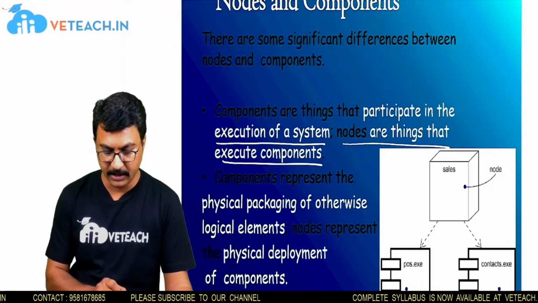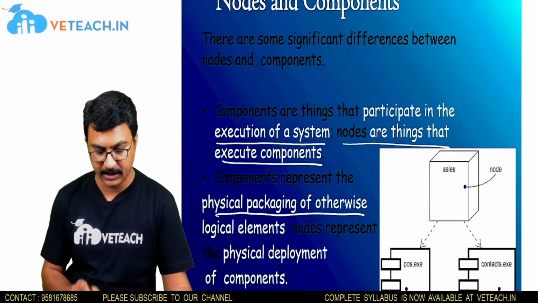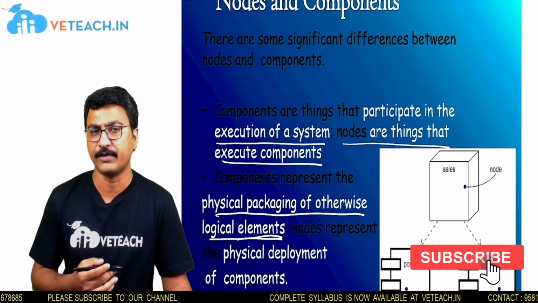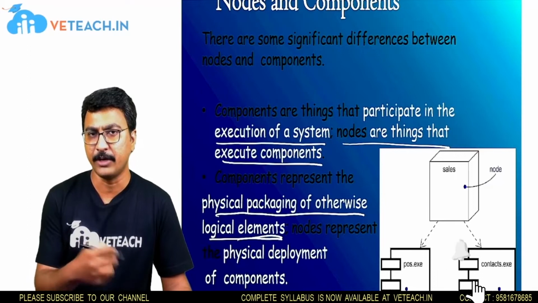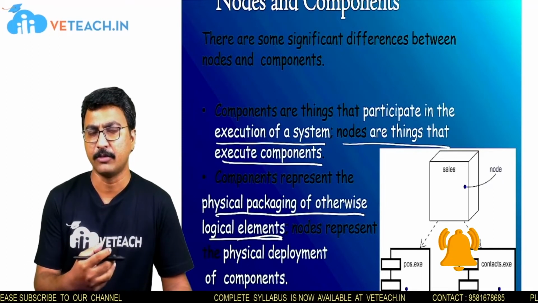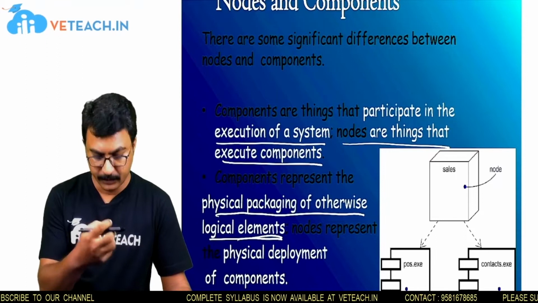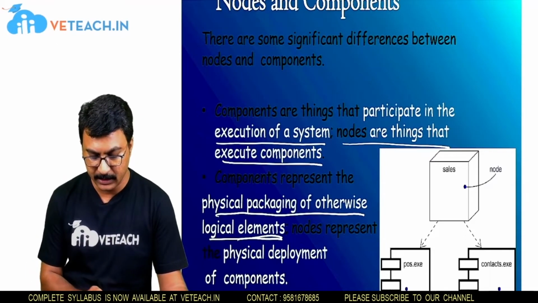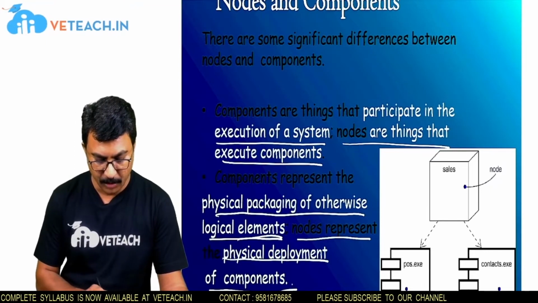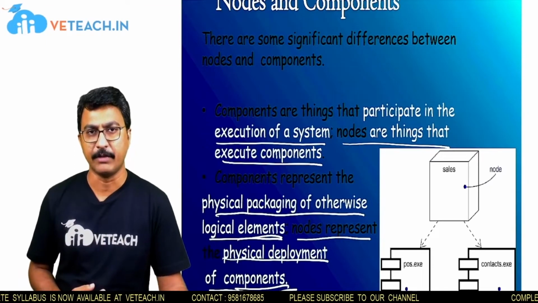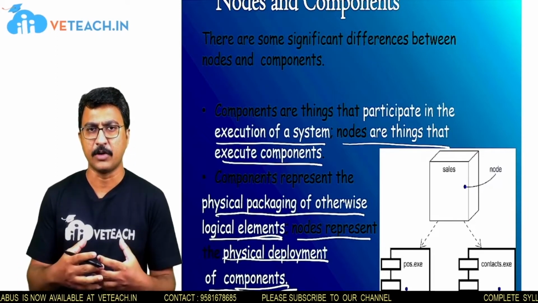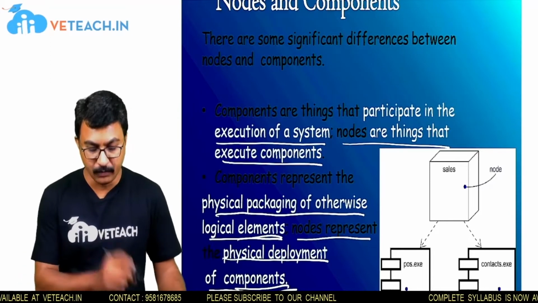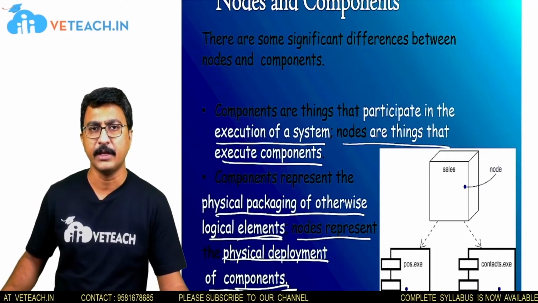Other key interesting differences: components represent the physical packaging of otherwise logical elements. All logical elements are combined together. For example, we said classes can be combined together, interfaces can be combined together to represent a single component. So it's a collection, a physical packaging of those logical elements, but a node is the physical deployment of components. So it's at a higher level. You can bring in different components together and put them at one node, one physical location. That one physical location is rendered as a node.